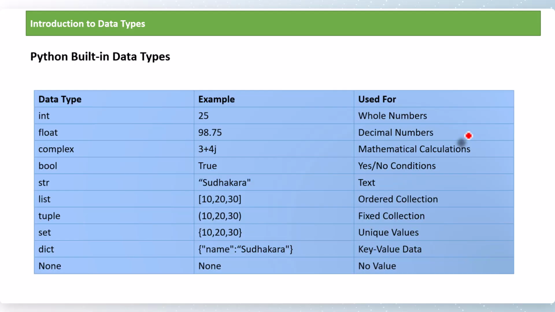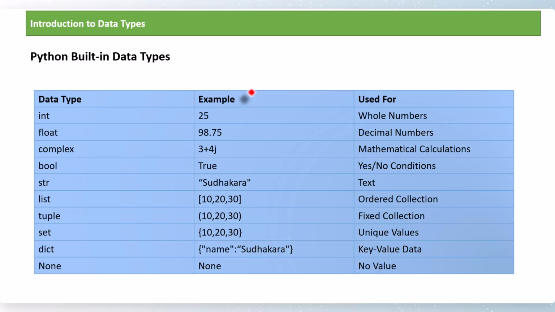Now I have mentioned all the built-in data types available in Python. These are all the commonly used data types. You see integer, then we have float, complex, boolean, str, string, list, tuple, set, dictionary, none. So these are all the commonly used data types in Python.